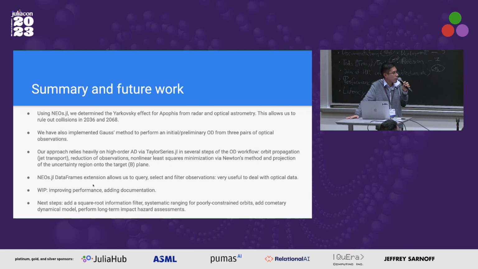There's still a lot of performance we can gain, especially when it comes to cutting down allocations, because Taylor methods can be quite precise, but also allocate a lot of memory. And we also have to deploy full documentation. Among other things that we can implement are a square root information filter, systematic ranging, which is another method for initial orbit determination, to improve our dynamical models and also automate the impact assessments. So that's all. Thank you.